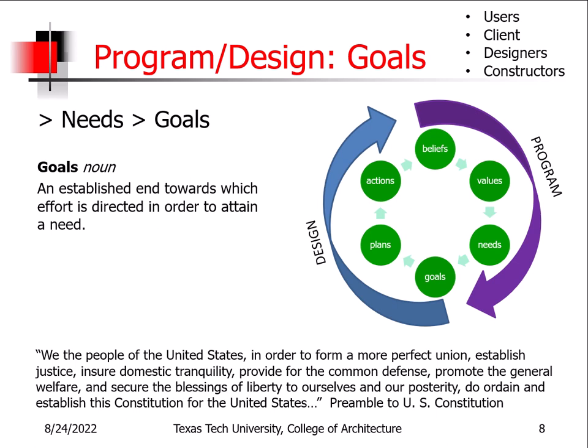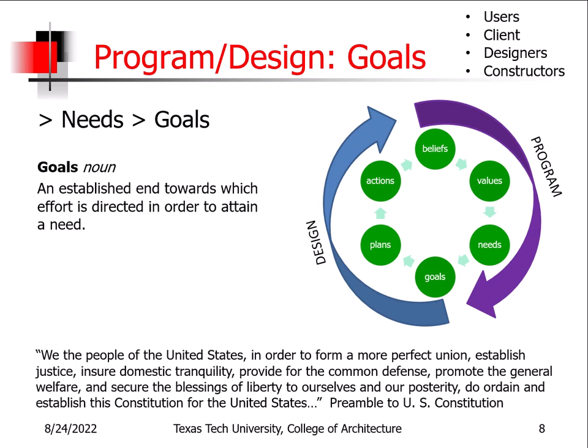So out of that need for some kind of government to protect our freedom, we create goals. And what is a goal? A goal is an established end towards which effort is directed in order to attain a need. So we establish a goal to achieve a need.